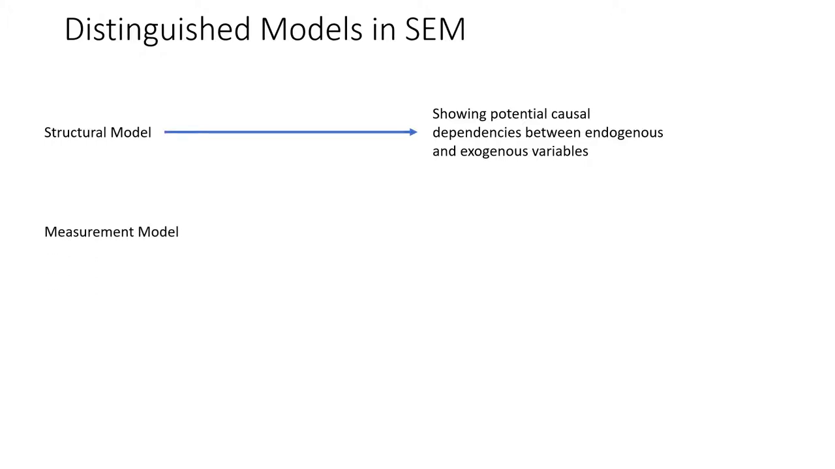While the other model, which is the measurement model, shows the relationship between variables and the indicators. So one is showing the potential causal dependency between endogenous and exogenous variables, which means one regresses on the other. And the second one shows the relationship between the variables and the indicators, because there must be indicators among the variable; the variable is depending on the indicators.